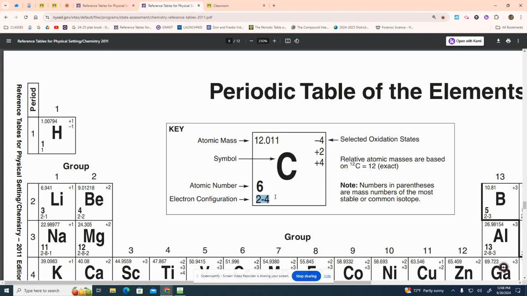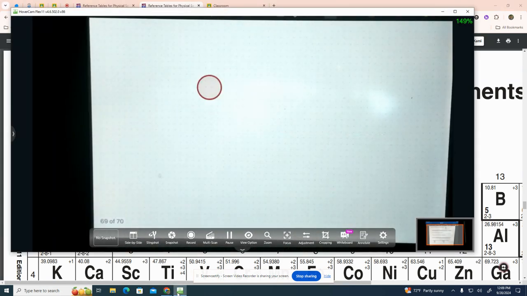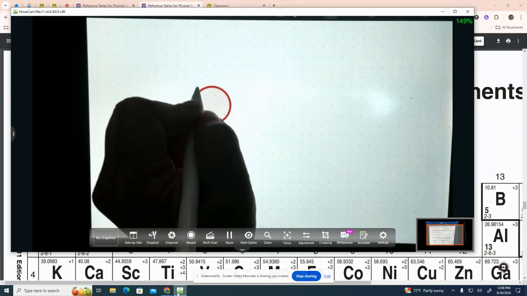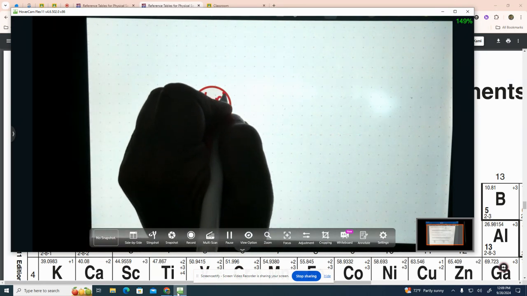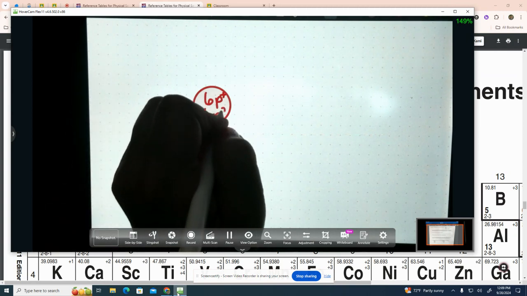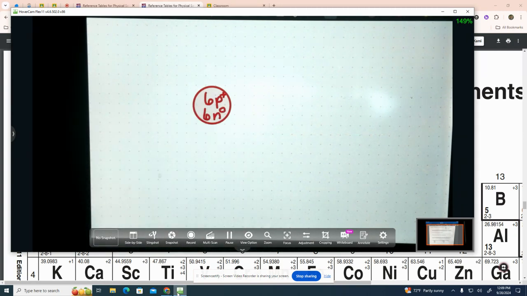In the nucleus of a carbon atom, I'm going to make it red. This is the nucleus of a carbon atom. In the nucleus of a carbon atom, I have 6 protons. That's what's making it a carbon atom. We also have, in the most abundant carbon atom in the universe, 6 neutrons. They're neutral. I'll stick them in there just to have them.